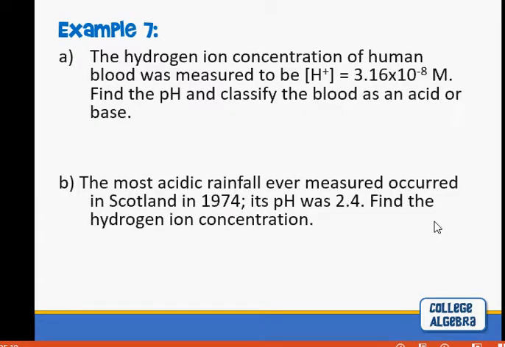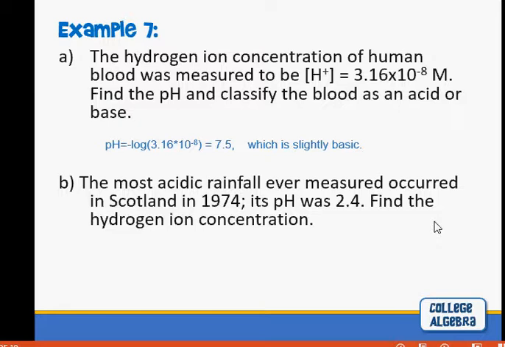So let's do an example in each direction. The hydrogen ion concentration of human blood was measured to be 3.16 times 10 to the negative 8 moles. Find the pH and classify the blood as an acid or base. So you just plug the number in and compute it, negative log. It's close to the exponent, but the 3.16 changes the number a little bit, and the negatives cancel. You take the logarithm of 3.16 times 10 to the negative 8, and then negate that, and you get 7.5. So it's slightly basic, just over 7.